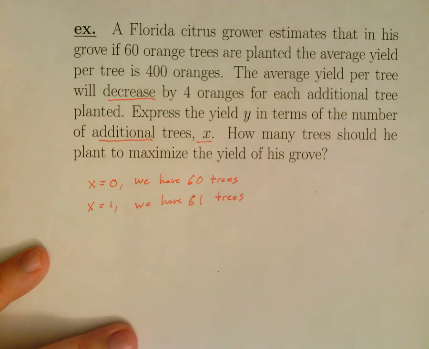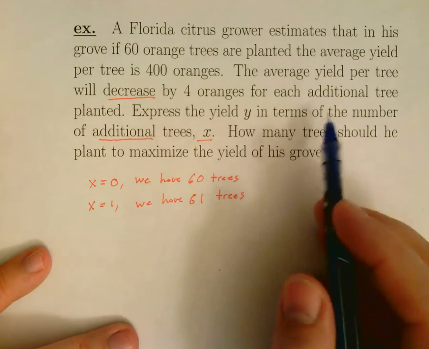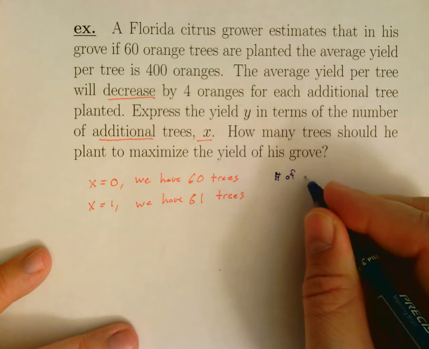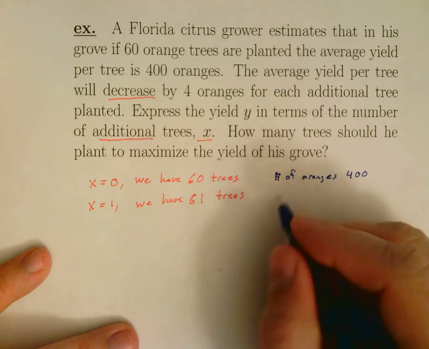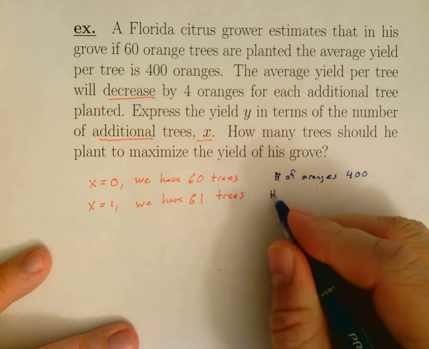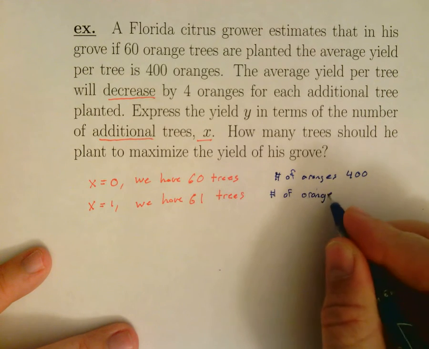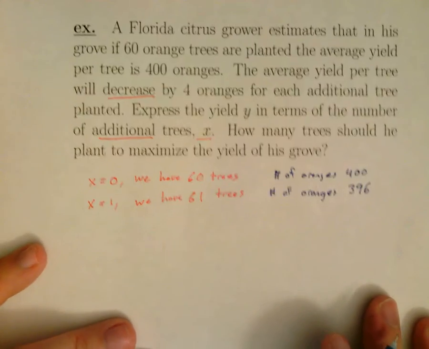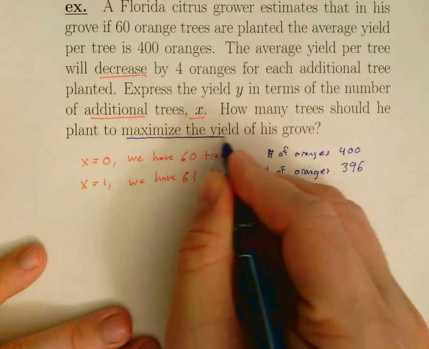Now let's figure out how much our yield is. If x is 0, then the number of oranges is 400. If we have one extra tree, so we have a total of 61 trees, then the number of oranges that we produce decreases by 4. Number of oranges is actually going to be 396. Okay, now the question is, how many trees should we plant to maximize the yield? That's what we want to do.